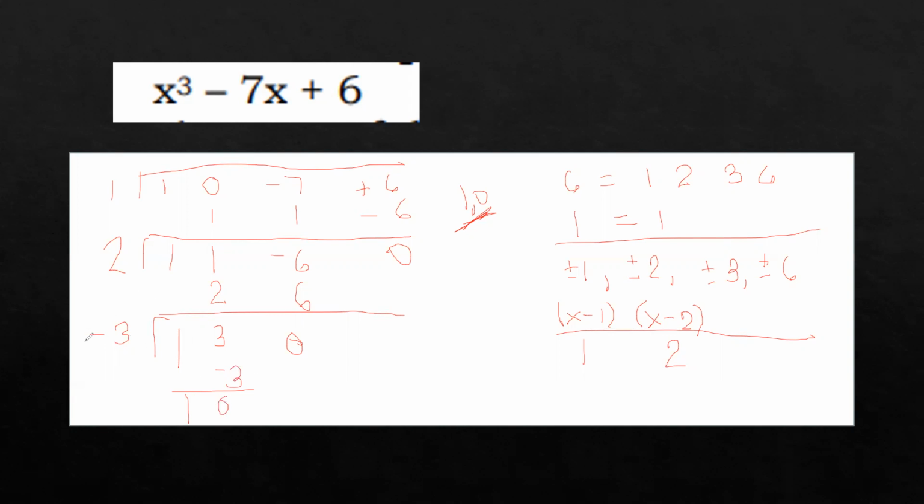So ano yung huling number natin? Negative 3. So kung negative 3 yan, ano ang ating factor? X plus 3. That is x plus 3. That's correct. So ang factor ng x cubed minus 7x plus 6 will be x minus 1 times x minus 2 times x plus 3. Kuha po natin? Yes, sir. Opo. Okay. Let's have another one para masulit natin.